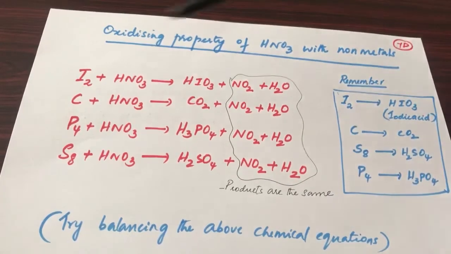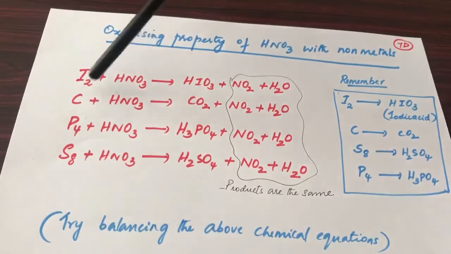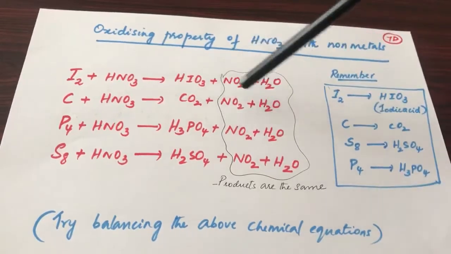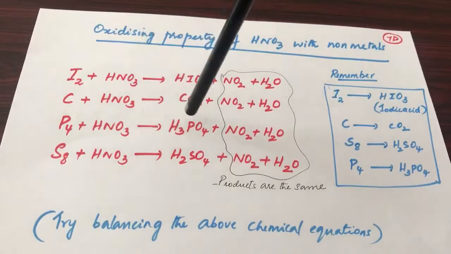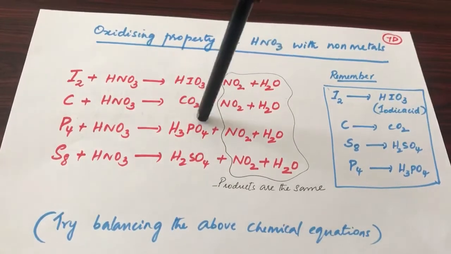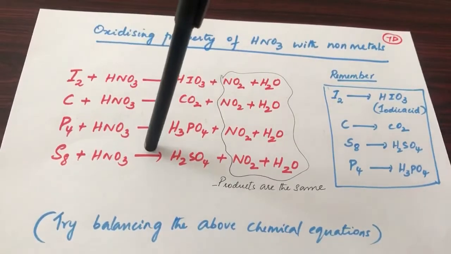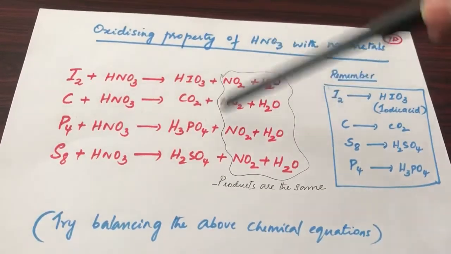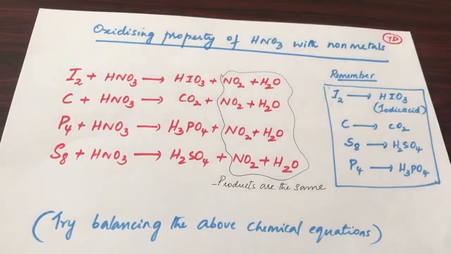Okay, so I2 plus HNO3 gives HIO3 plus NO2 plus H2O. Carbon plus HNO3 gives carbon dioxide, plus NO2 plus H2O. These are the common products. P4 plus HNO3 gives H3PO4, this is phosphoric acid, plus NO2 plus H2O. And S8 plus HNO3 gives H2SO4, this is sulfuric acid, plus NO2 plus H2O. So here the products are all the same, but you have to remember what each one becomes after oxidation.